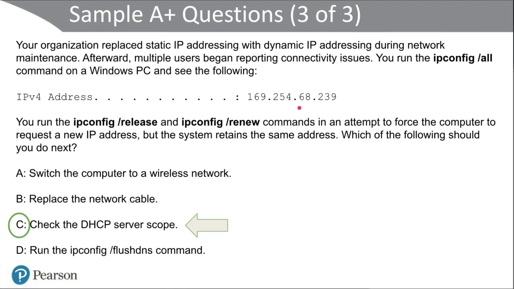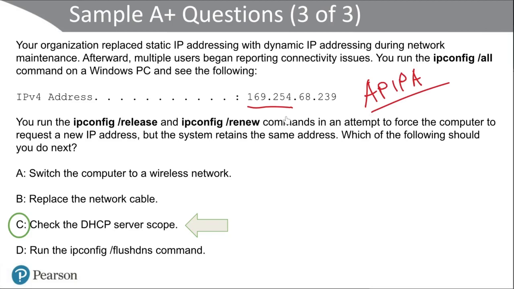If a computer gets an IP address starting with 169.254, then it means it has a self-assigned IP address. That's known as a link local address. And in Windows, it's called APIPA, automatic private IP addressing. So this 169.254 means that this system cannot get an address from the DHCP server for whatever reason.